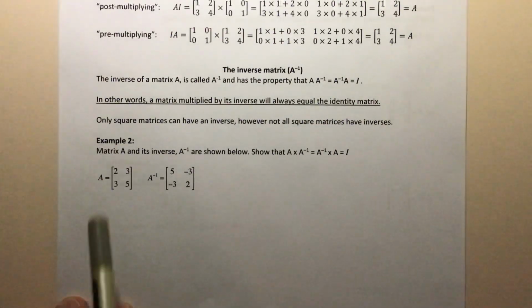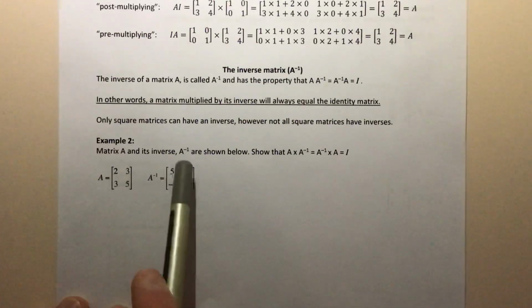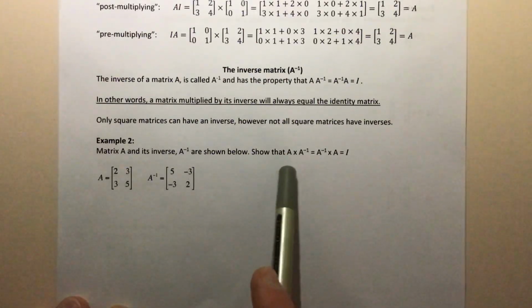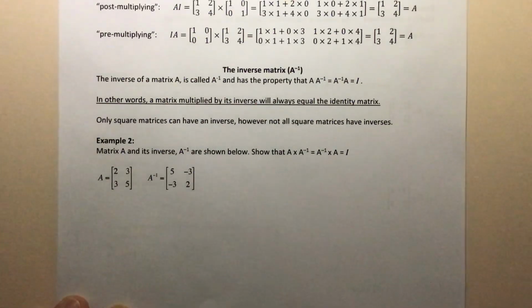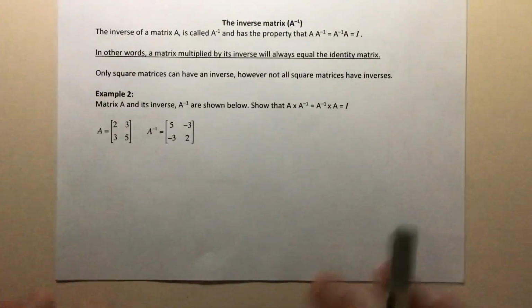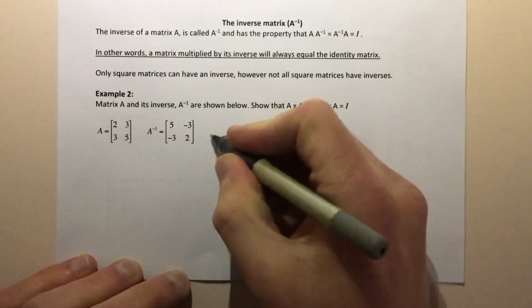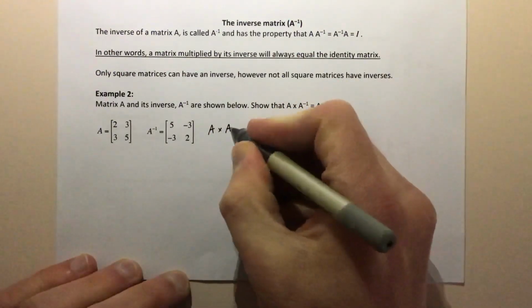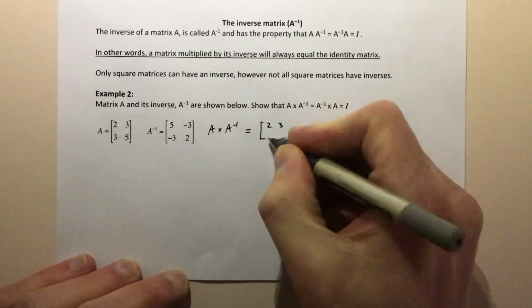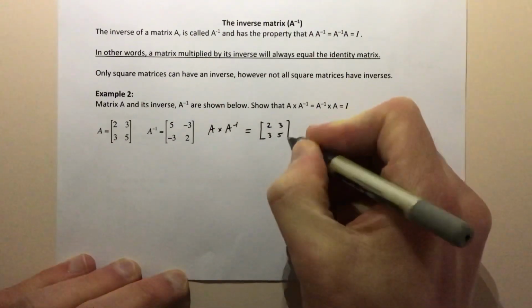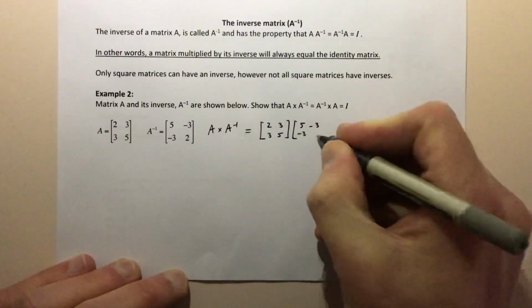Here's an example. We've called it example 2, but really it's the first example, so sorry about that. We've got matrix A and its inverse shown below, and we're being asked to show that if we multiply the matrix by its inverse, whichever way around we do it, we're just going to get the identity matrix. So this is almost like proving that these two things are the inverse of each other. Let's do A times A inverse first, which would be the matrix 2, 3, 3, 5 times 5, -3, -3, 2.